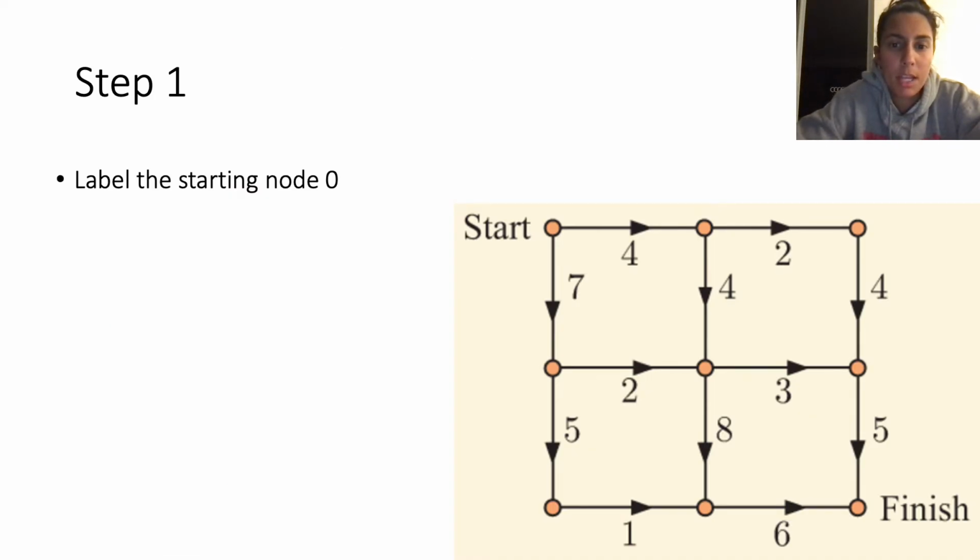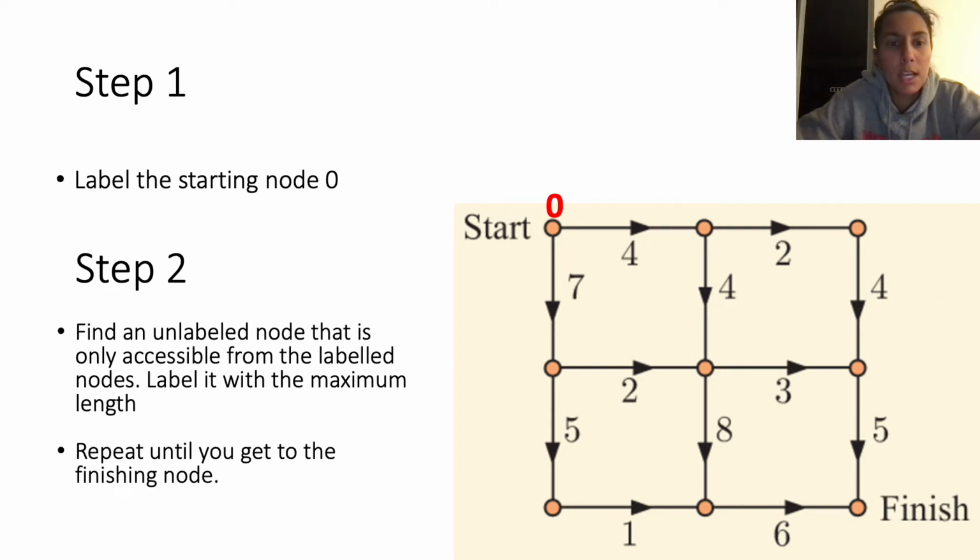If we have a look at this network here, you can see that it has a start up here and a finish down here. The first step you need to do is label the starting node with a 0, like you can see right here. Step 2 is you then find an unlabeled node that is only accessible from the labeled nodes, and you label it with the maximum possible length. And then we keep repeating this until we get to the finishing node.